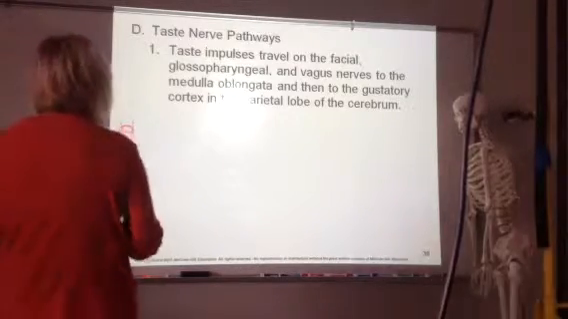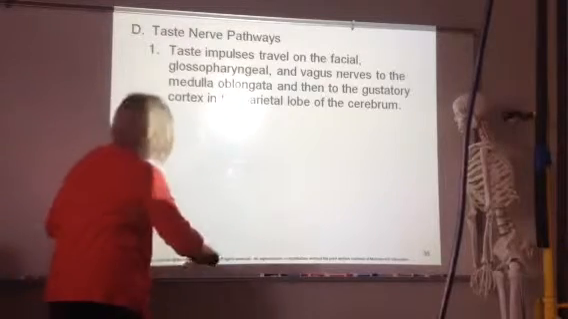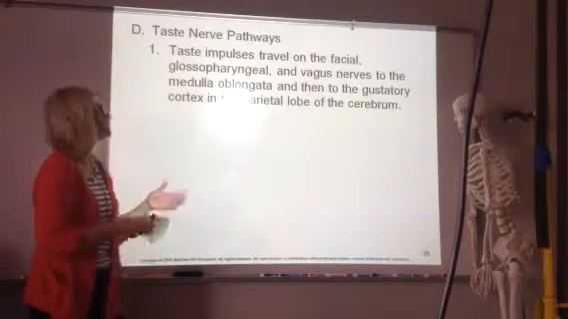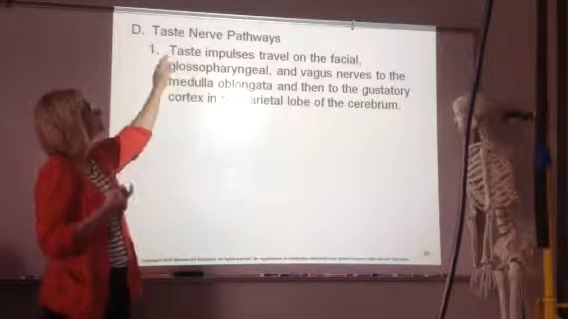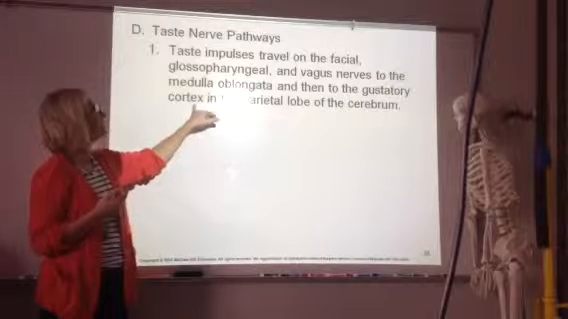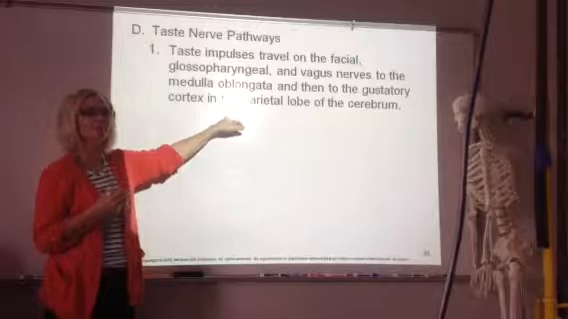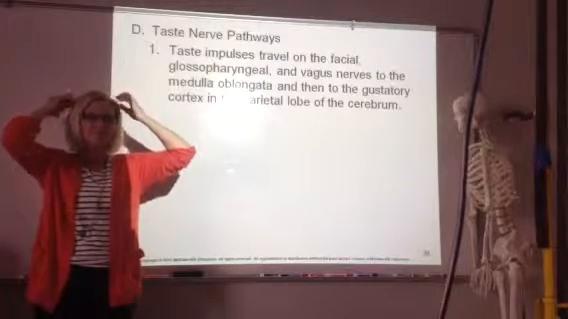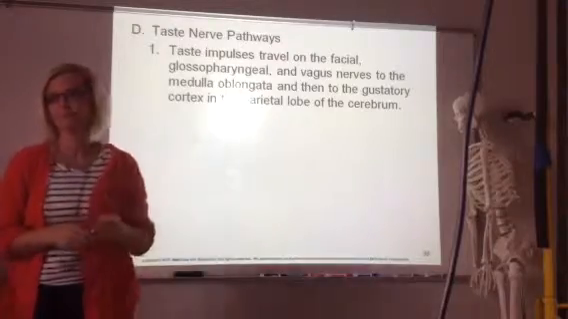Taste impulses travel along the facial, glossopharyngeal, and vagus nerves. These are in your face. So they're going to be carried through these nerves to the medulla oblongata. The gustatory cortex is in the parietal part, so you taste where it's interpreted, kind of in the middle of your brain.